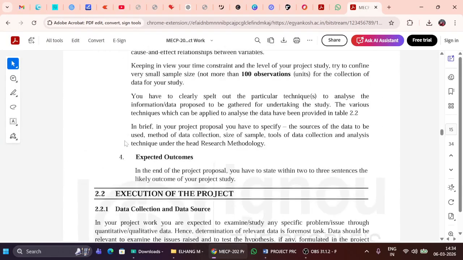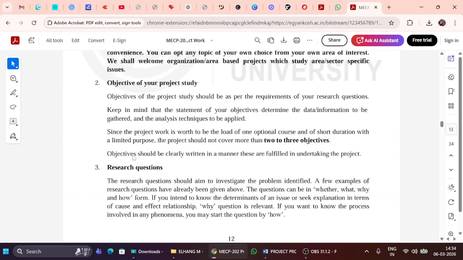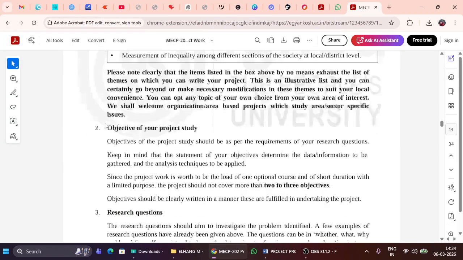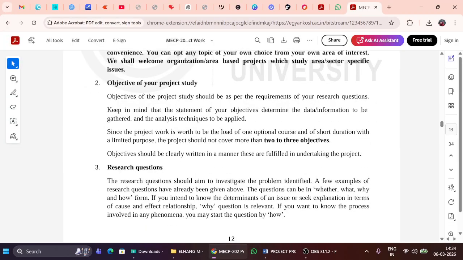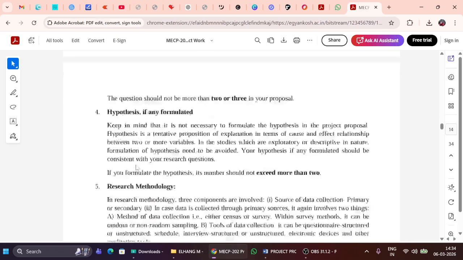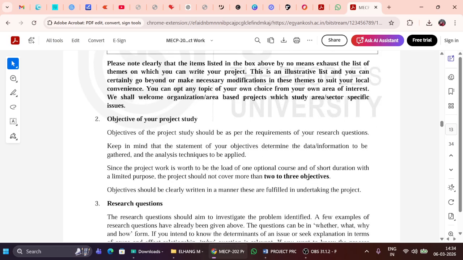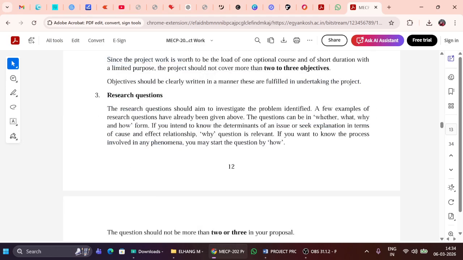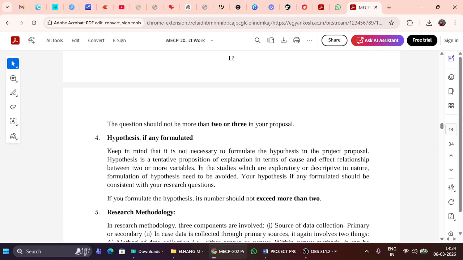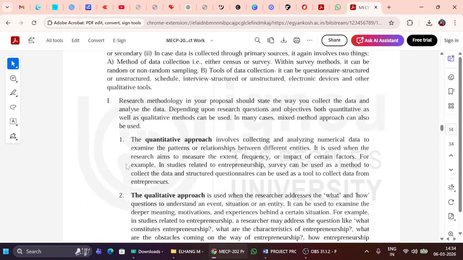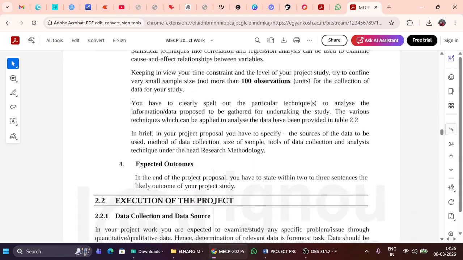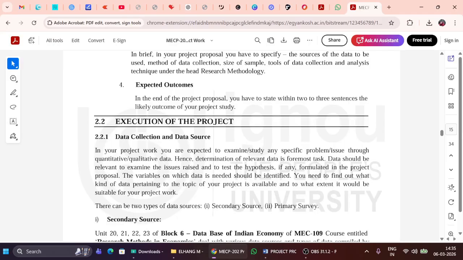Okay, so when you study this particular guideline in brief, you will have knowledge of which section you can put what in your project report. Like this is the explanation of the objective of your project, how you can write the objectives. This is written here. Research question, this is written here. So you can read it properly so that you have a proper idea about it.